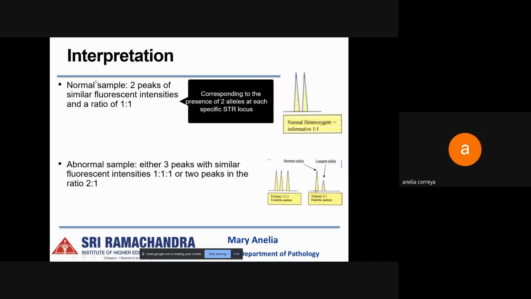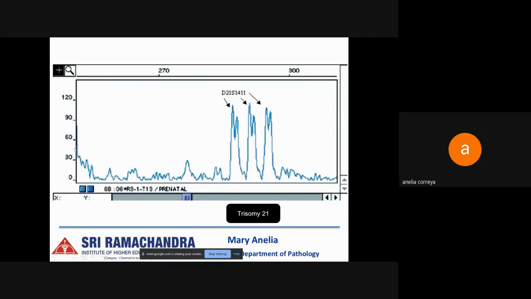The interpretation will be as follows. In a normal sample, we will see 2 peaks of fluorescent intensities in the ratio of 1:1, corresponding to the 2 alleles at each specific short tandem repeat locus. But in abnormal samples, for example trisomy samples, we will see 3 peaks with similar fluorescent intensities in the ratio 1:1:1, or we will see 2 peaks with a ratio of 2:1, a longer allele and a shorter allele. This is the QF-PCR done in a patient having Down syndrome for chromosome 21, showing 3 peaks.